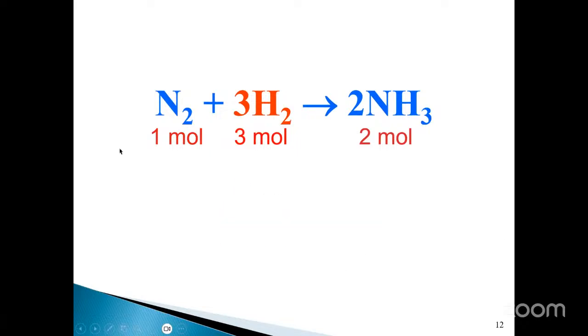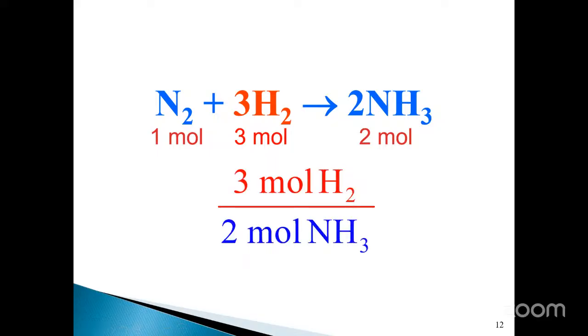So here we have a balanced equation. And we can interpret this equation in a couple of ways. We can look at it at a molecular level and say, okay, one molecule of nitrogen will react with 3 molecules of hydrogen to form 2 molecules of ammonia. But you can also look at it at the molar level. In other words, you could say 1 mole of nitrogen reacts with 3 moles of hydrogen to form 2 moles of ammonia. And based on those relationships, you can do subsequent calculations. And that's what we're going to get into later on.